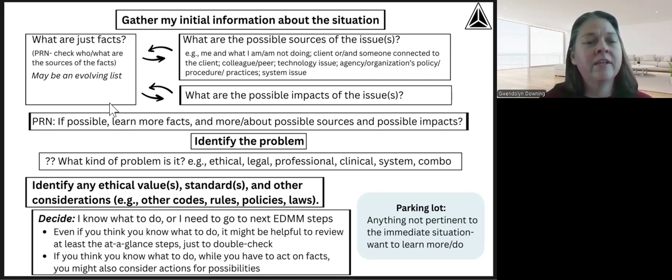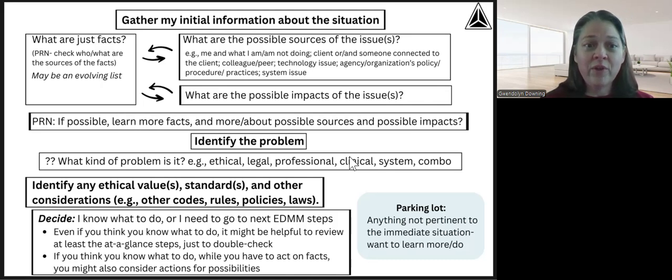Now, as I'm going through this process, these arrows indicate that my facts may help me think of, okay, what are possible sources? But then also, as I'm getting my information together, those possible sources may become facts, right? I may identify, oh, this is the source of the issue and it needs to go into the fact box, all right? So if I have gone through this process, I might now be able to identify the problem, okay? And I also may be able to identify what kind of problem it is: ethical, legal, professional, clinical, system issue, or combination. All right. And that would be step one. I would have gathered my information and identified the problem.